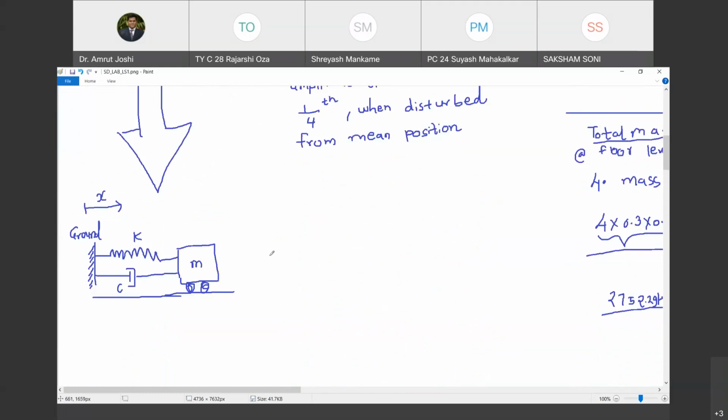If you are understanding the similarity between these two models, please, till now, please type your response in chat box as yes. I am waiting for the response, then I will go ahead.